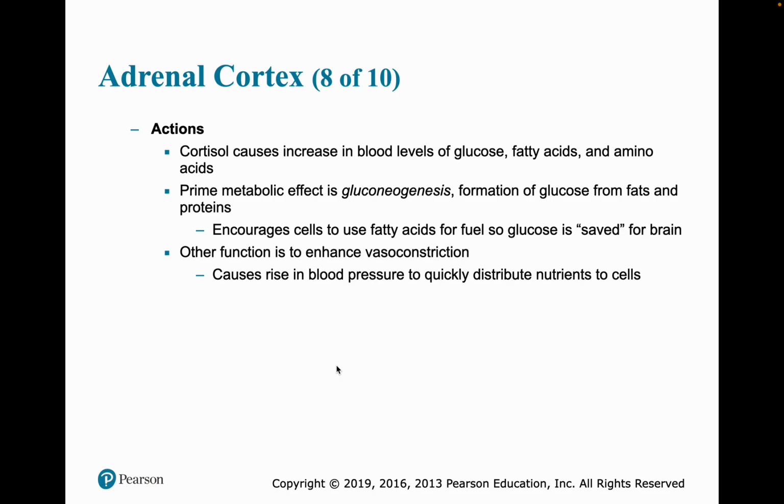Cortisol causes an increase in blood levels of glucose, fatty acids, and amino acids. Its prime metabolic effect is gluconeogenesis, or the formation of glucose from fats and proteins. It encourages cells to use fatty acids for fuel, so glucose is saved for the brain. Other functions enhance vasoconstriction, so it can cause rises in blood pressure, and that's thought to help quickly distribute nutrients to cells.